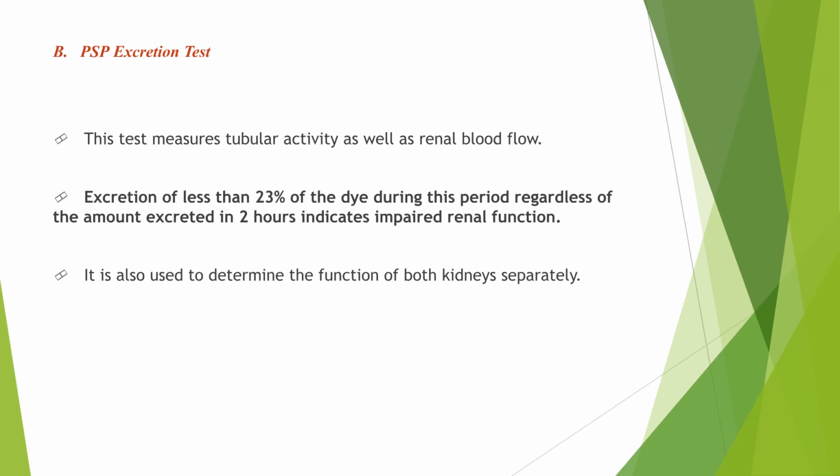The PSP excretion test measures tubular activity and renal blood flow. Excretion of less than 23% of the dye in the specified period indicates impaired renal function. It can also assess individual kidney function.